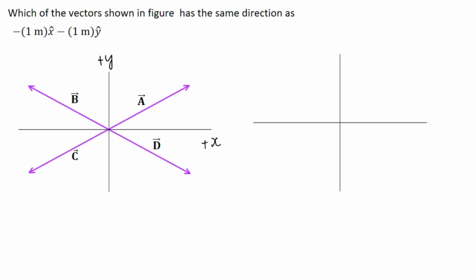Now let's discuss this problem based on unit vectors. We have these four vectors given: vector A, vector B, vector C and vector D. The question is which of the vectors shown in this figure has the same direction as this vector, minus 1 x cap, minus 1 y cap. Now this vector is written in terms of its vector components. So for the x component we have minus 1 x cap.